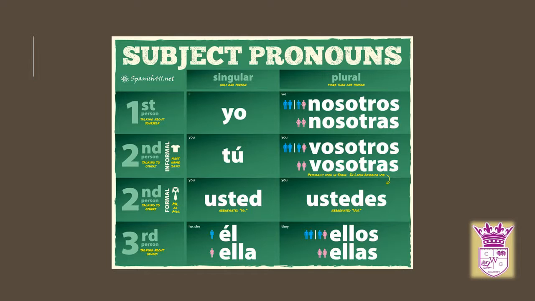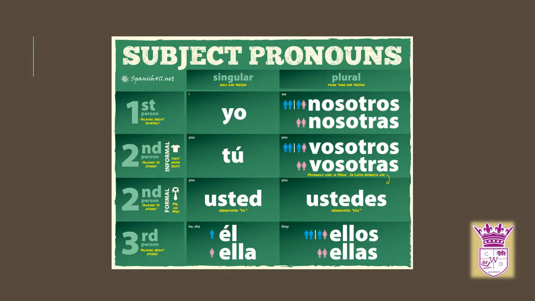First person singular, I in English, yo. Second person singular, you in English, tú. That's the informal. Second person singular, you in English, the formal is usted. Third person singular, he in English, él. She in English, ella. The plurals, we would be nosotros or nosotras.